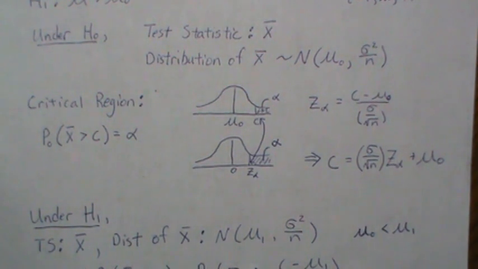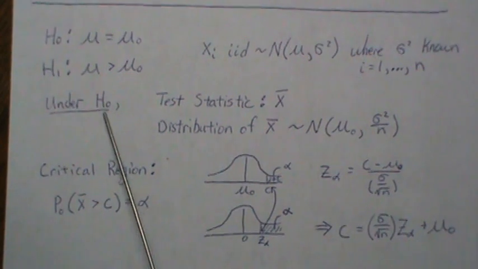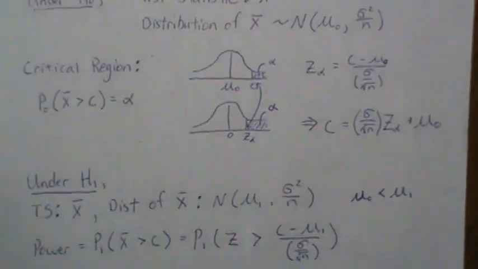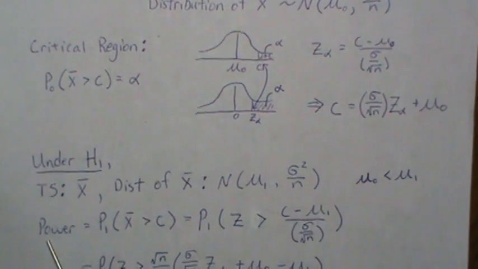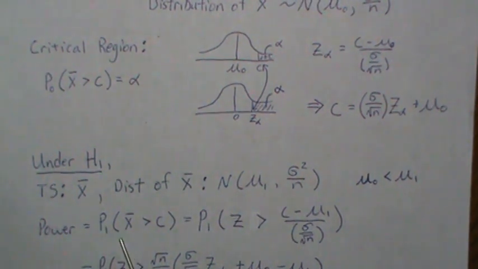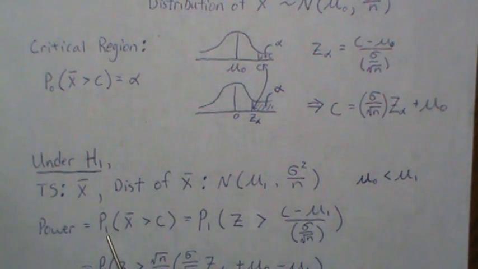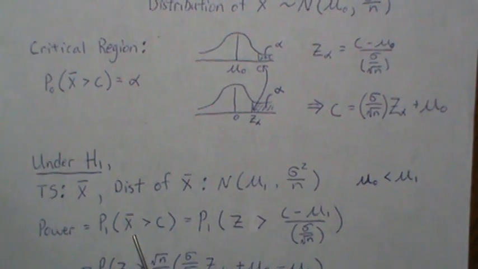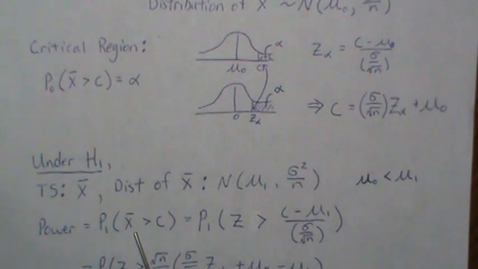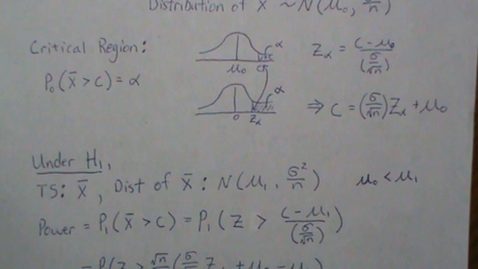It has to be because we're assuming that we're under H1, which means that mu is bigger than mu naught. So the power is the probability, assuming that H1 is true, that we reject the null hypothesis when we should. So that means the probability that X bar is greater than C, assuming that H1 is true.